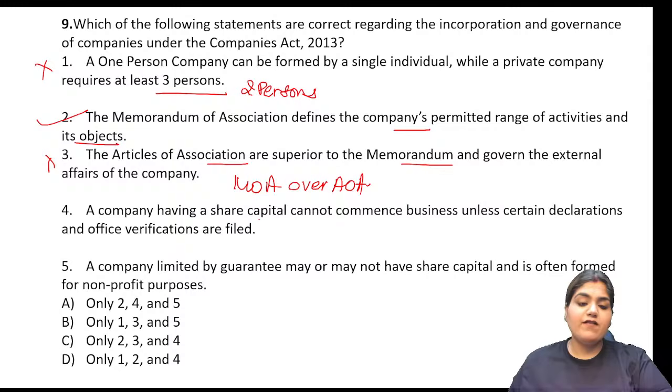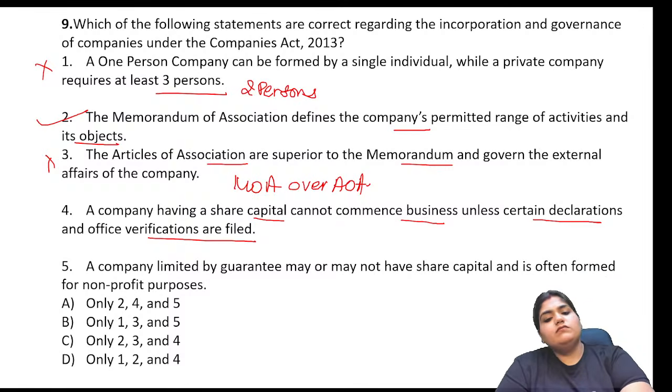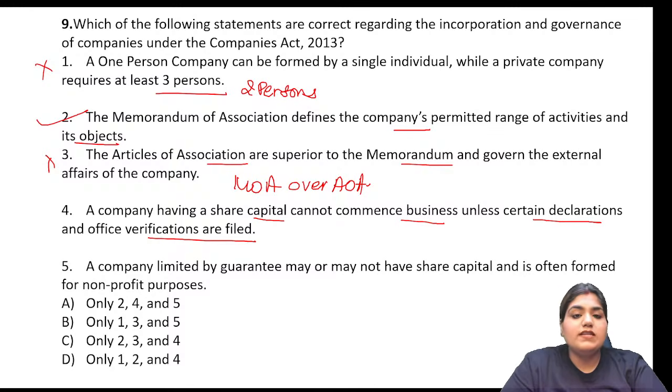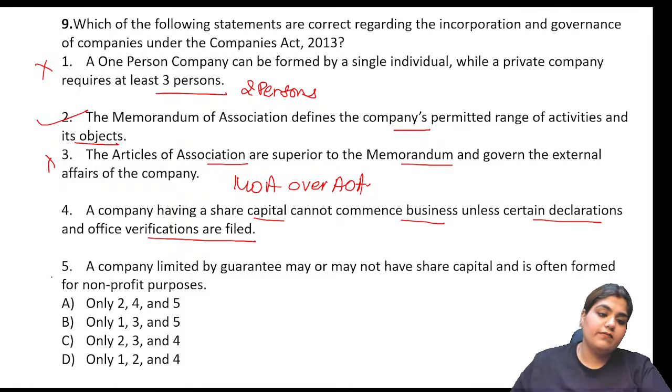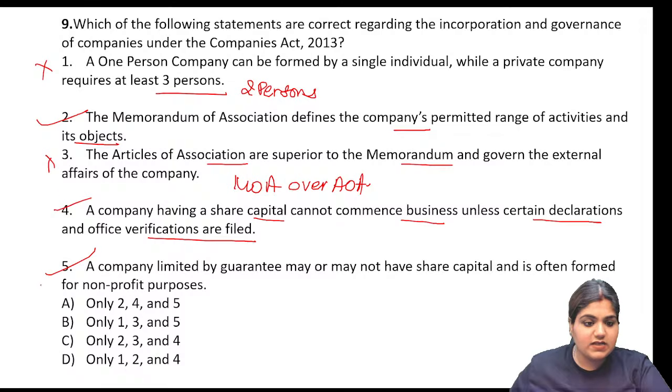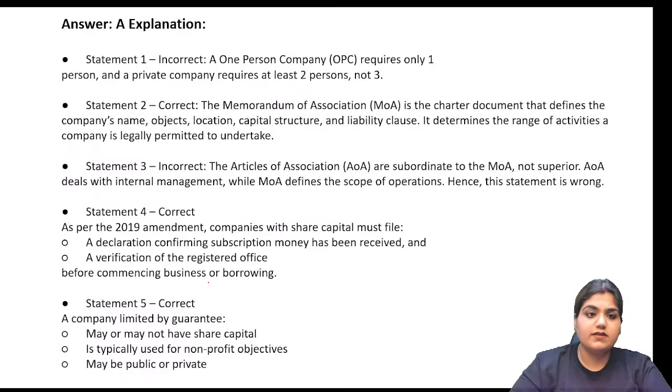A company having share capital cannot commence business unless certain declarations or verifications are filed. Do we need to do that? Yes, we do. As per the 2019 amendment, we need to do this. A company limited by guarantee may or may not have share capital. Yes, it may or may not. 1 and 3 are incorrect. 2, 4, 5 are correct. A is the correct answer.